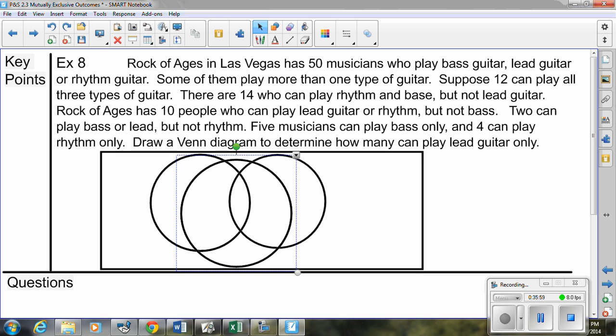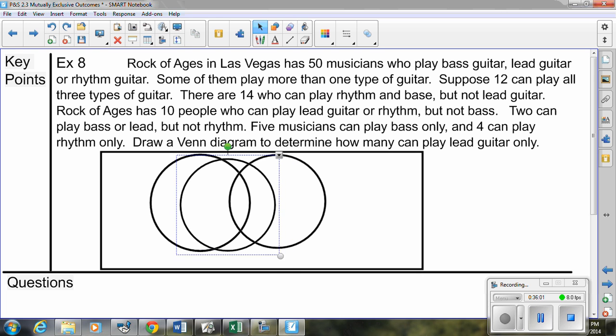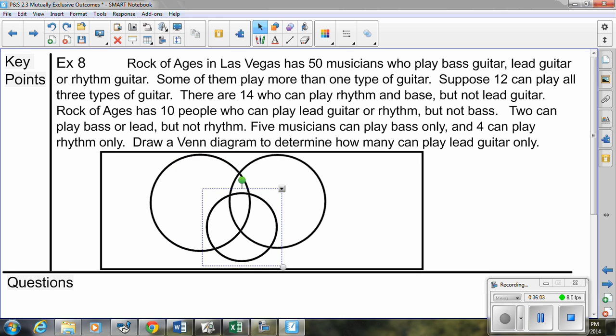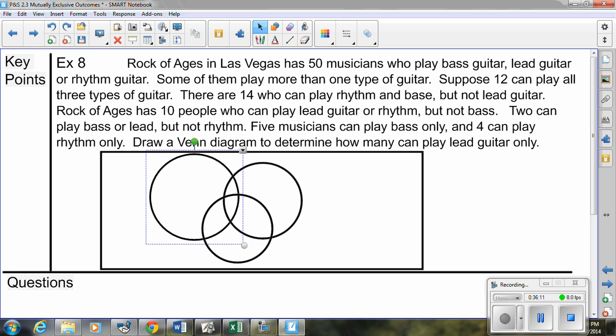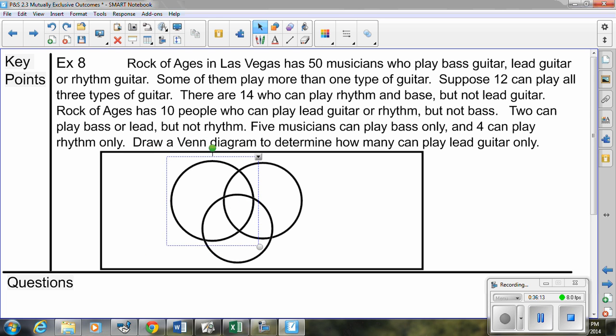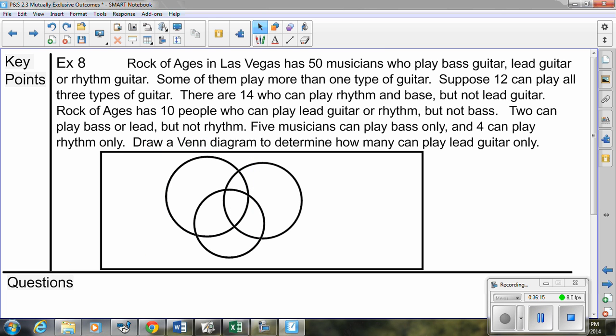And I'm going to have to shrink the size of this thing down a bit. It's too big. Okay, shrink the size of this one down a bit. And shrink the size of this one down. Okay, so there we go. This one is the lead guitar. This is the bass guitar. And down here we'll have the rhythm guitar.